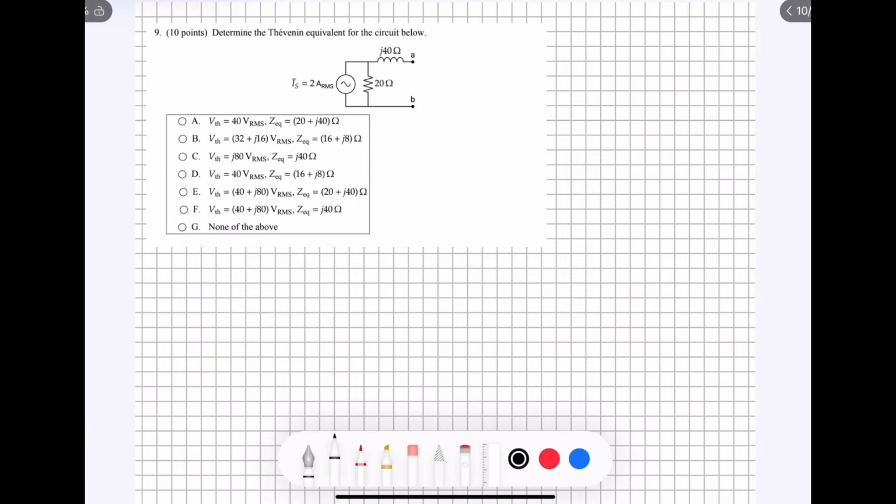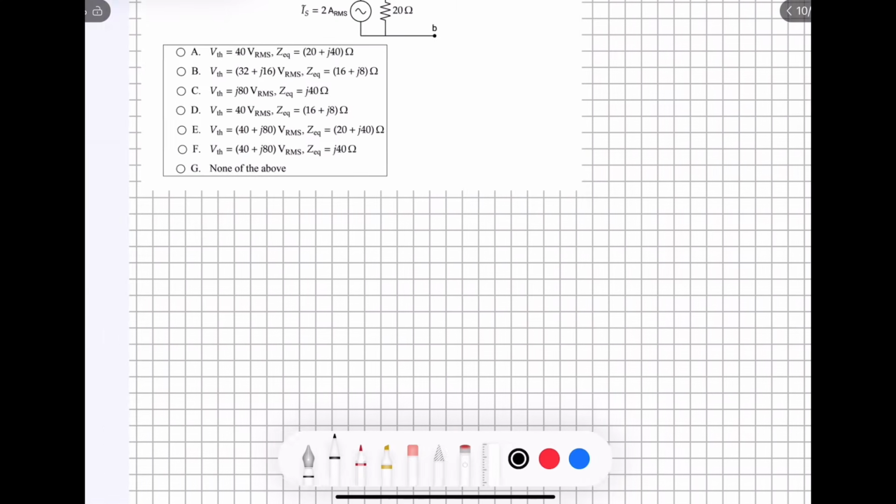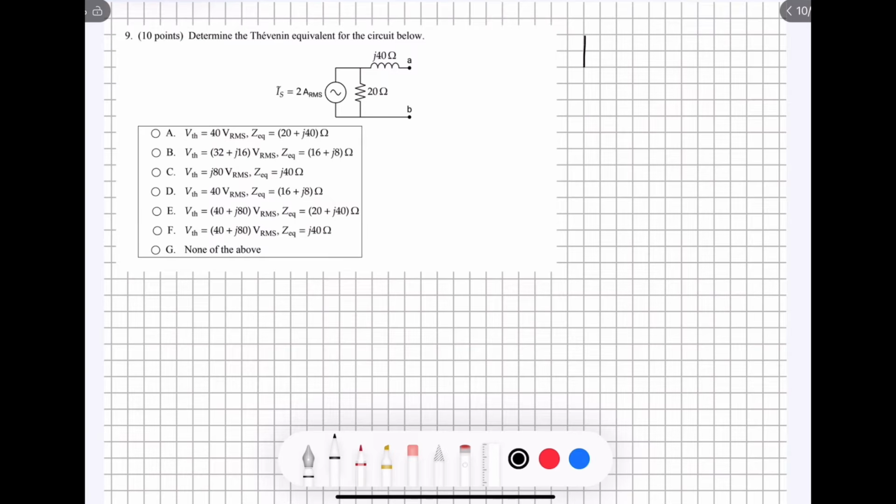Question number 9 asks us to determine the Thévenin equivalent for the circuit below. So right now the circuit is in Norton form, which of course looks like this, where the current source and the resistor are in parallel with each other.